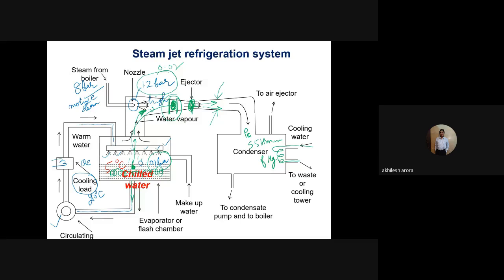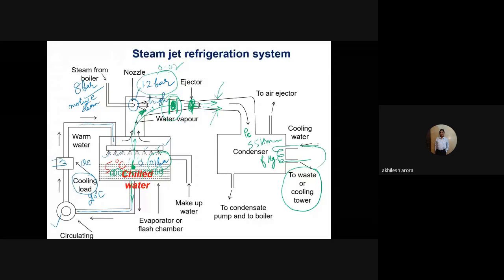The cooling water takes the heat from the steam, and the wastewater goes to the cooling tower, where it is cooled once again, and once again it is fed to the condenser. And the condensed steam coming out from the condenser is sent back to the boiler with the help of a condensate pump, where energy is supplied and steam is produced once again, which goes to the nozzle, and this is how the cycle keeps on working.